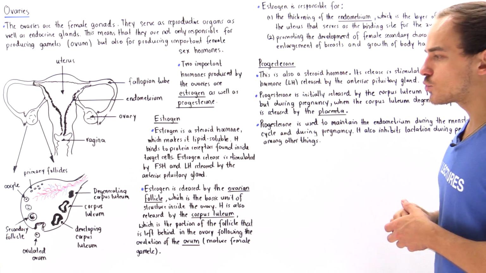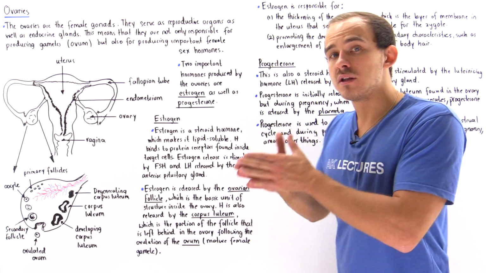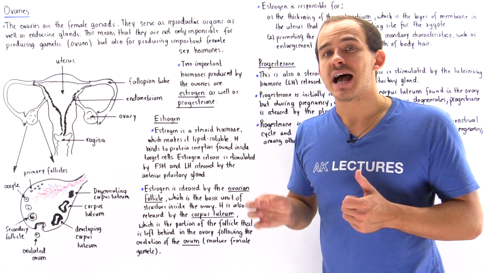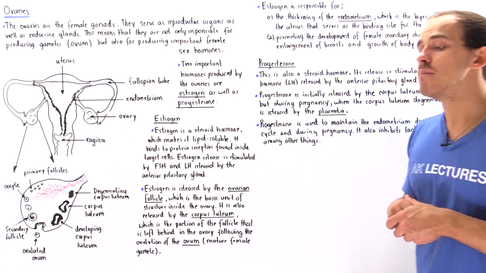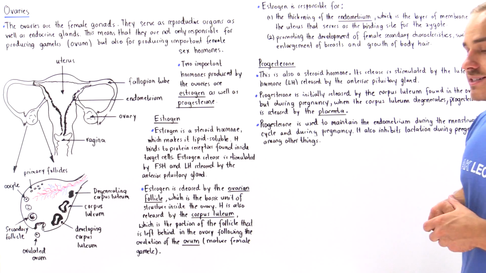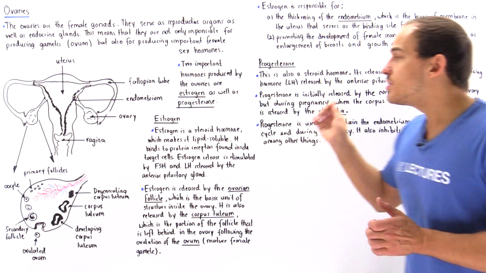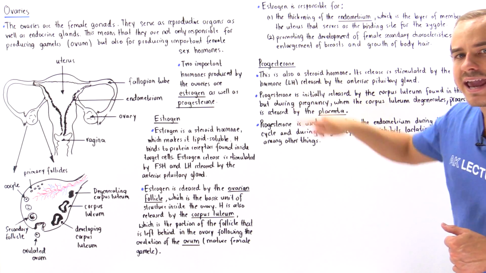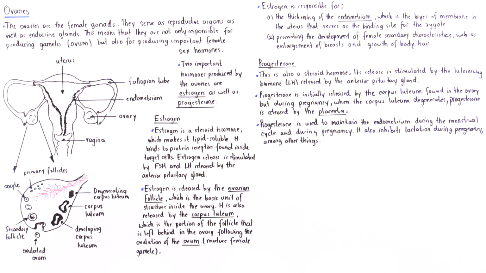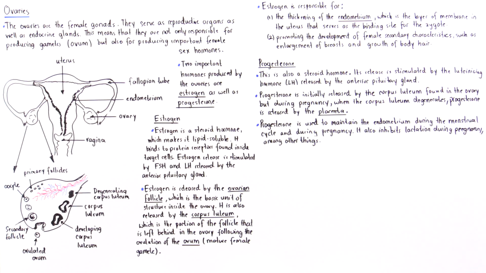So, progesterone is also a steroid hormone. That means it's formed from cholesterol and it is lipid soluble. It passes across the cell membrane and it binds onto protein receptors inside the target cell. Now, progesterone is stimulated by the luteinizing hormone LH that is released by the anterior pituitary gland. So, as our amount of LH in the blood increases, the amount of progesterone released also increases.